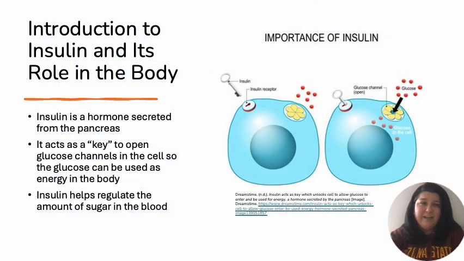So, what is insulin and why is it important? Insulin is a hormone secreted by the pancreas. It acts like a key to open up the glucose channels in the cells so that glucose can be used as energy in the body. Insulin also helps regulate the amount of sugar in the blood.